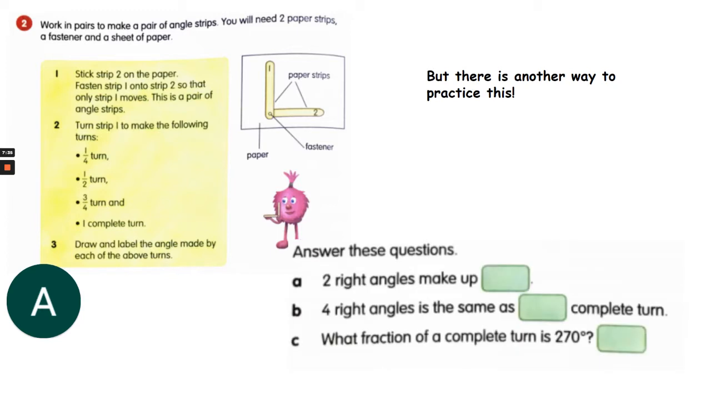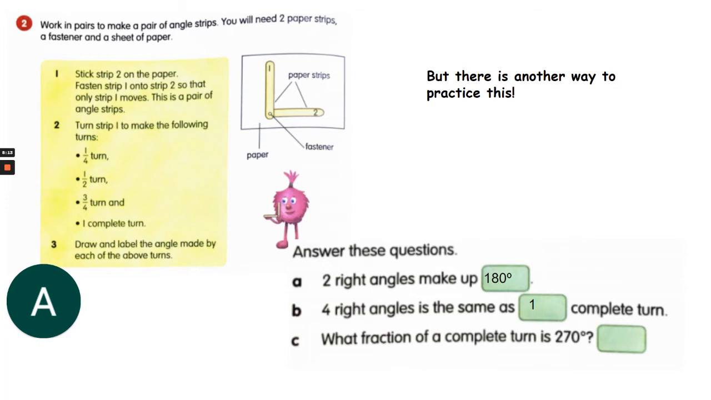So let's just recap. 2 right angles make up something. What do 2 right angles make up? They make up 180 degrees, so 2 lots of 90. 4 right angles is the same as what complete turn? So 4 right angles is the same as 1 complete turn.